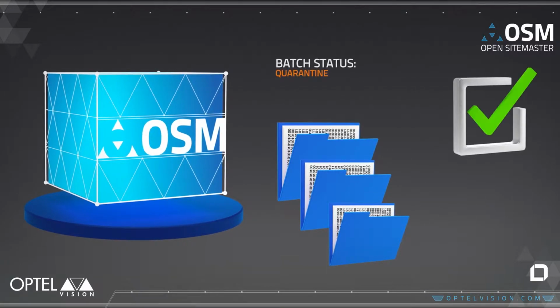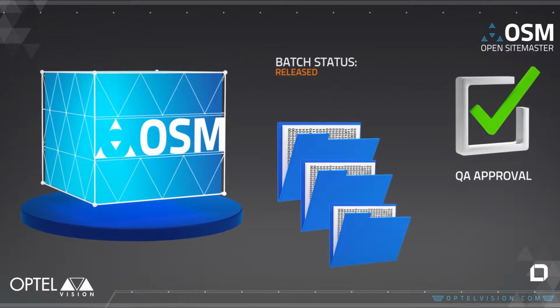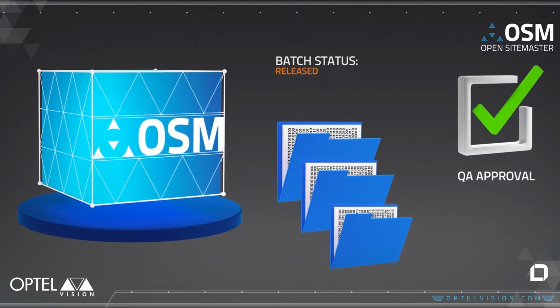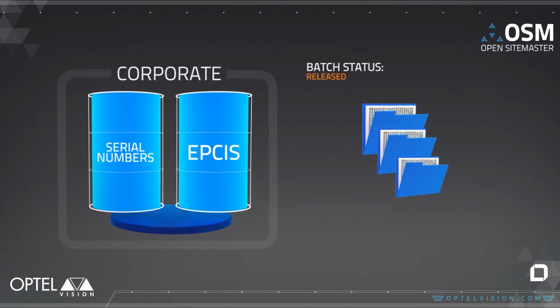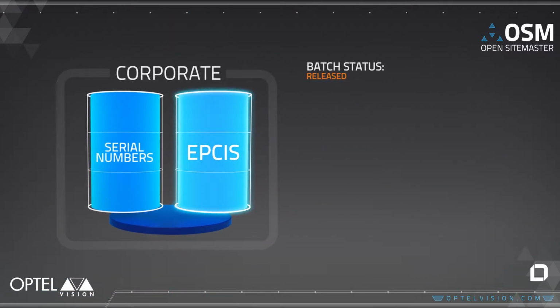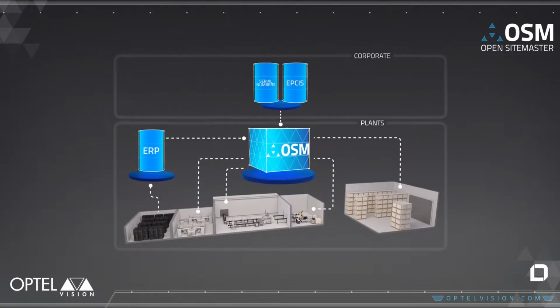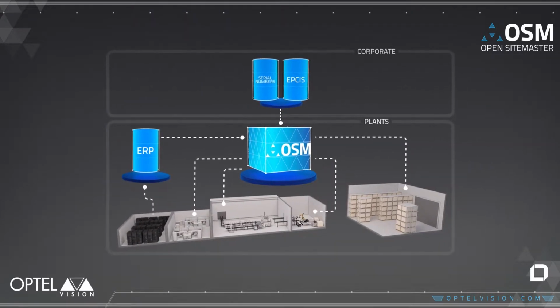Quality assurance approves the batch and it becomes released. In this example, the release status means that the serialization data has been sent to the corporate server, more specifically to the EPCIS repository. That was an example of a batch process in a best-case scenario.